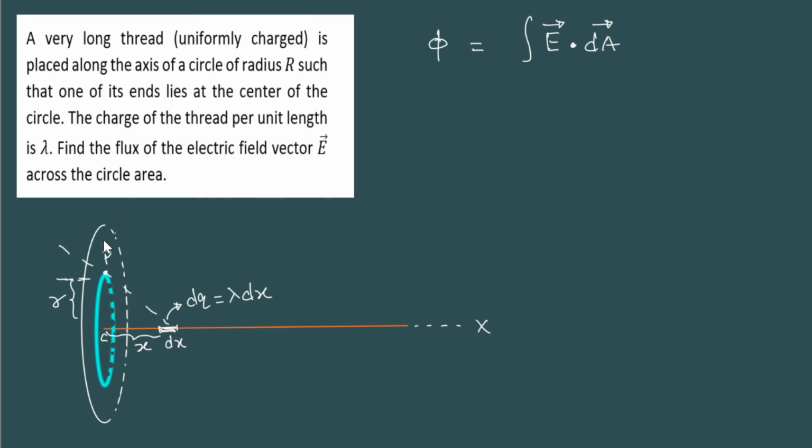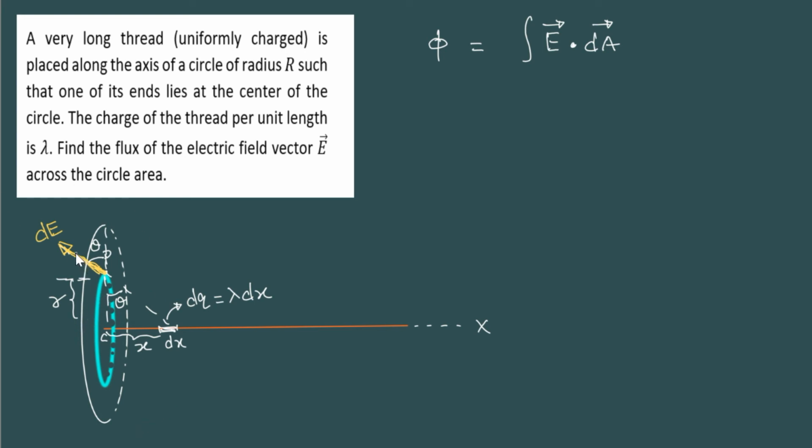So the electric field due to this sample charge is in this direction, and let's say that is dE. Now let us take this angle as theta. If I take a vertical line here, this angle will also be theta. Now I'm not interested in the components which are in the plane of this ring. I'm only interested in components which are perpendicular to the ring.